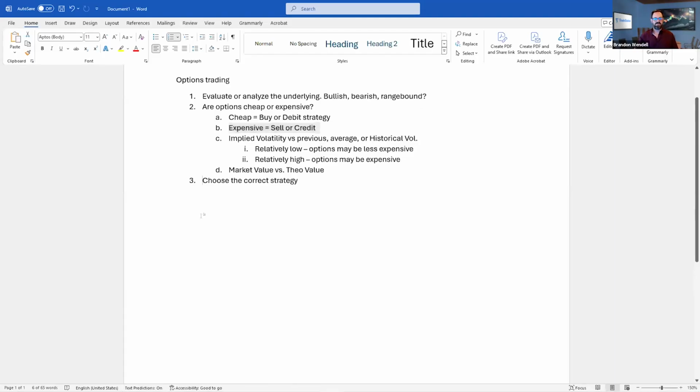So for FNF, again, actually, we'll do it this way. FNF, bullish with sideways movement periodically. Number two, are the options cheap or expensive? Okay, well, take a look at them.